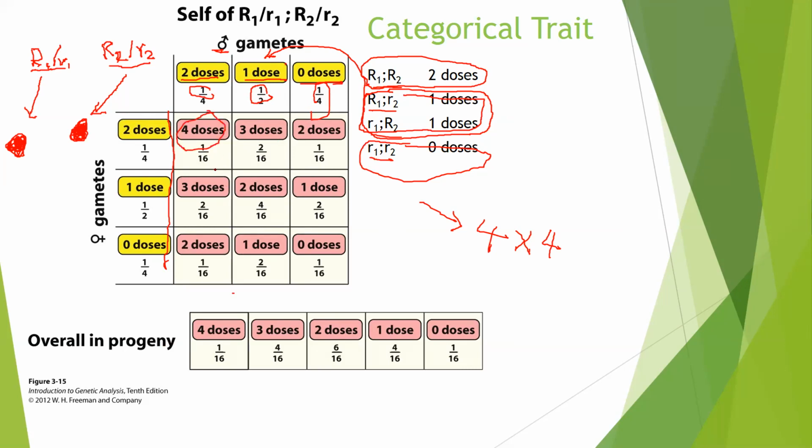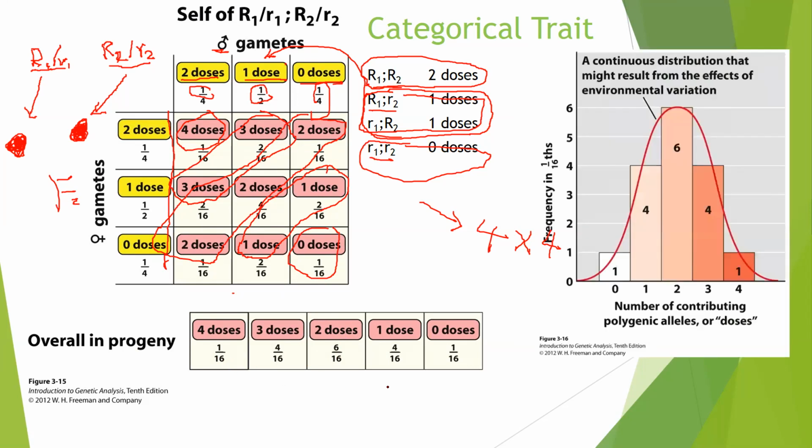among this F2 progeny, you have 1 category with 4 doses. You have another category with 3 doses, a third category with two doses, the fourth with a single dose, and the fifth with 0 dose, with nothing. If you summarize these categories, those will give you the distribution of the 5 categories.